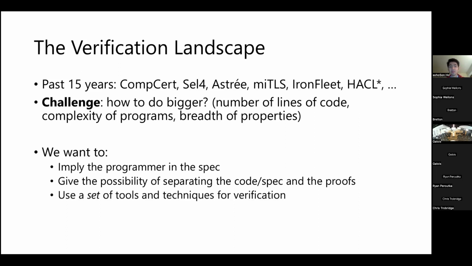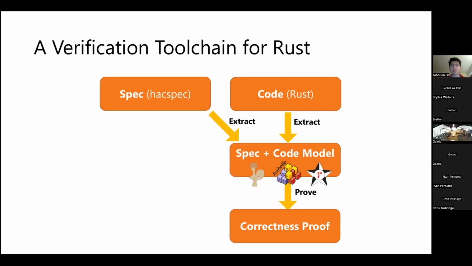And finally, we want to be able to use a set of tools and techniques for verification. The reason being that, for instance, when you want to verify some properties like functional correctness, you often use a dedicated tool. And when you want to verify another property like security properties, you use other tools. And so you need to be able to use all those tools and combine them together somehow.